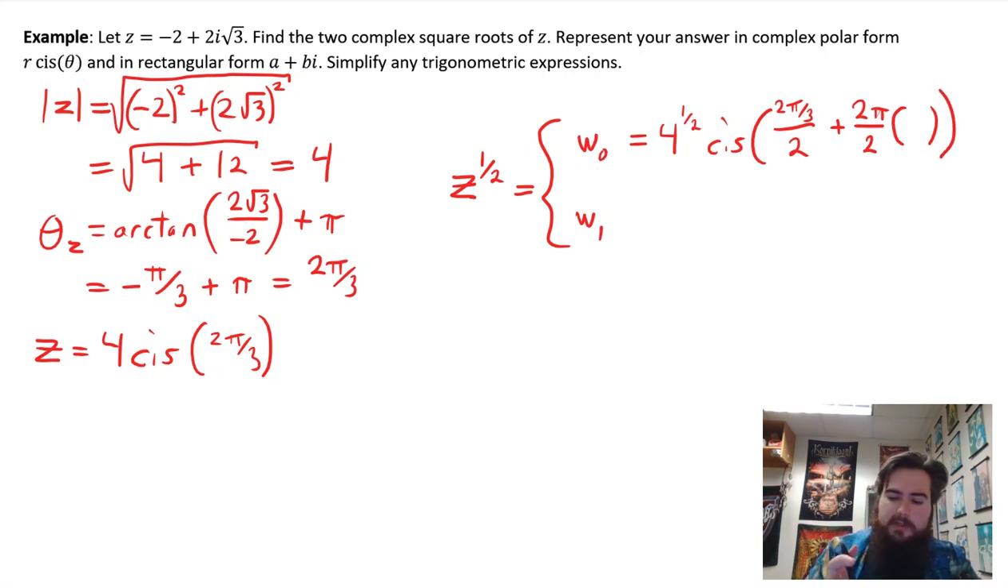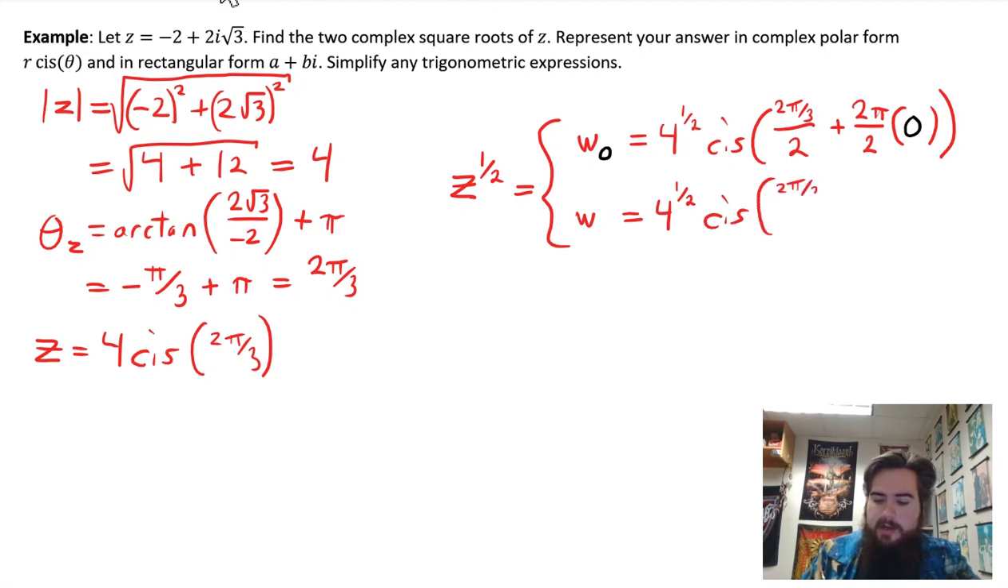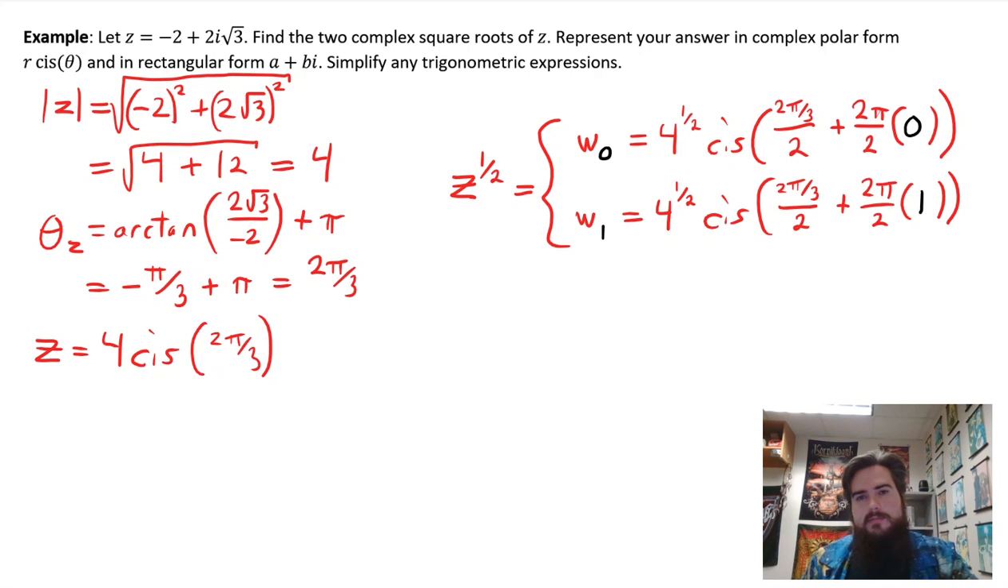Note that the value that we plug in here is technically going to be the same as the subscript for w. This is why we use this notation. We'll be plugging in 0 here based on that subscript. My second solution is going to look exactly the same: 4 to the 1/2 power, cis of 2pi/3 divided by 2, plus 2pi/2, and in this case we're going to plug in the subscript of 1. That is how we will generate the two different solutions.